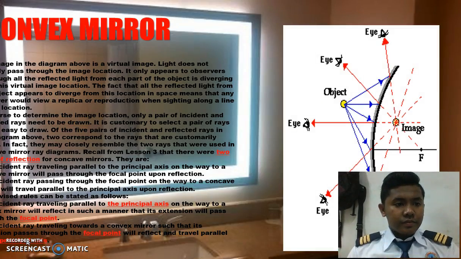Convex mirror. The image in the diagram above is a virtual image. Light does not actually pass through the image location. It only appears to the observer as though all the reflected light from each part of the object is diverging from this virtual image location. The fact that all the reflected light from the object appears to diverge from this location is supposed to mean that any observer would view a replica or reproduction when sighting along a line at this location.